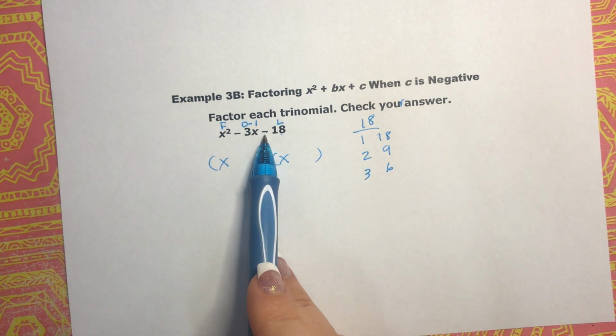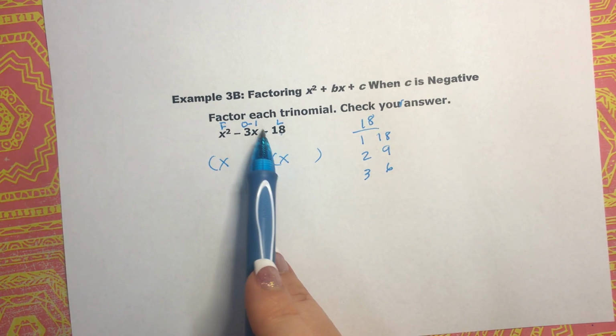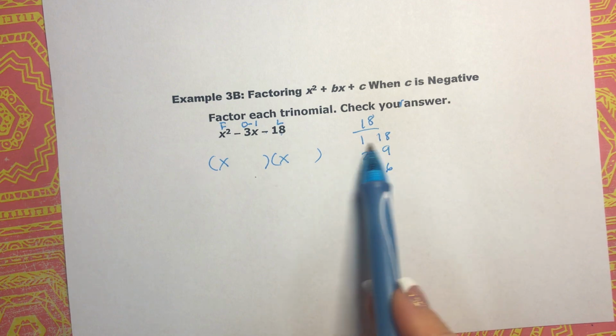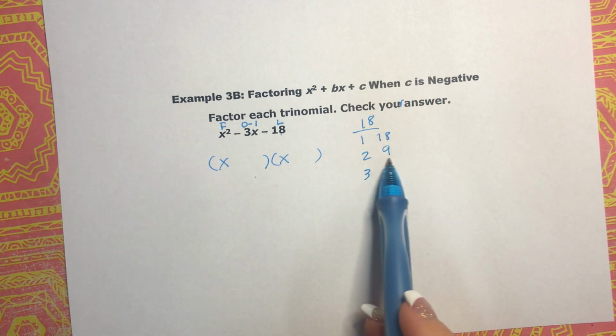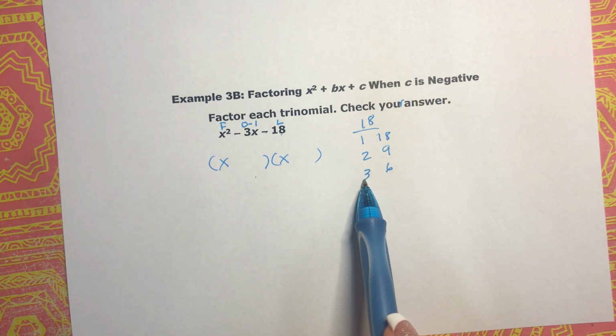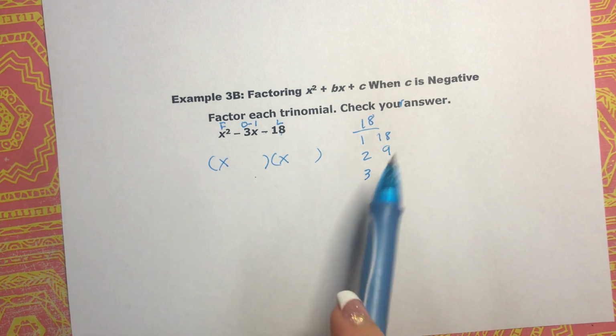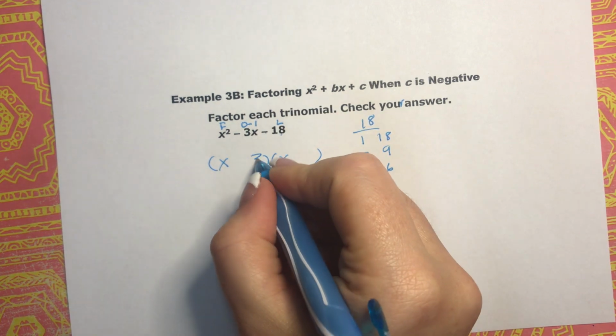Okay, and we need a difference. This minus means we need a difference of 3. So the difference between 1 and 18, that's 17. Difference between 2 and 9 is 7. Difference between 3 and 6 is 3. Woohoo! Okay, so we know it's going to be 3 and 6.